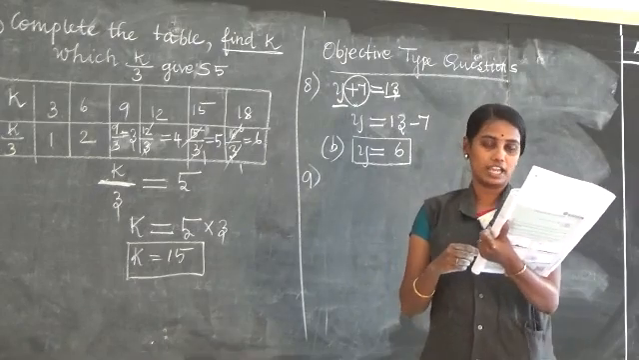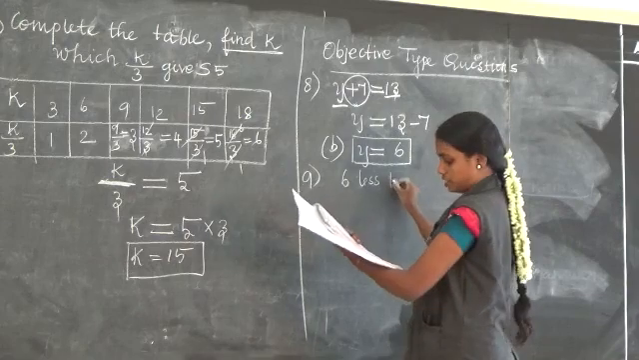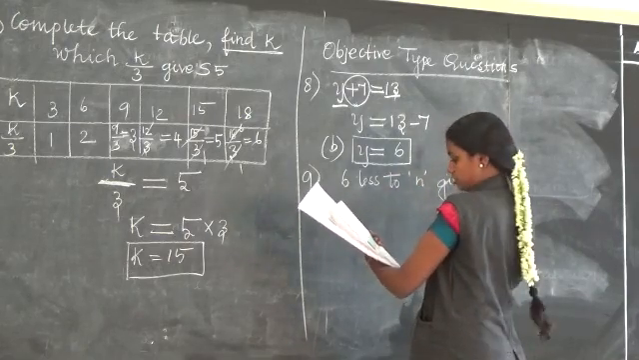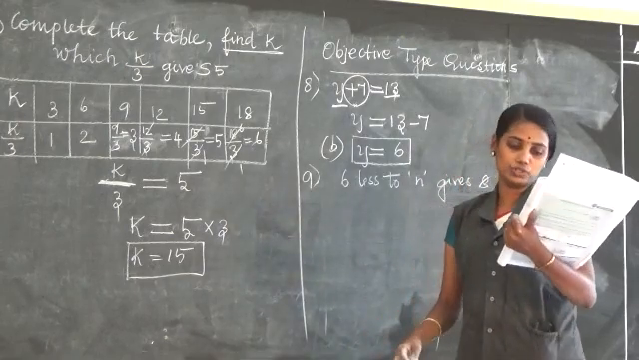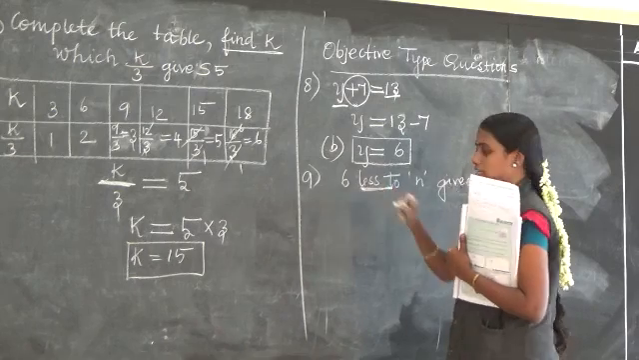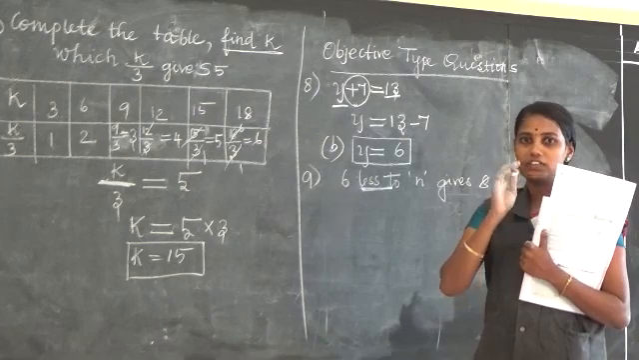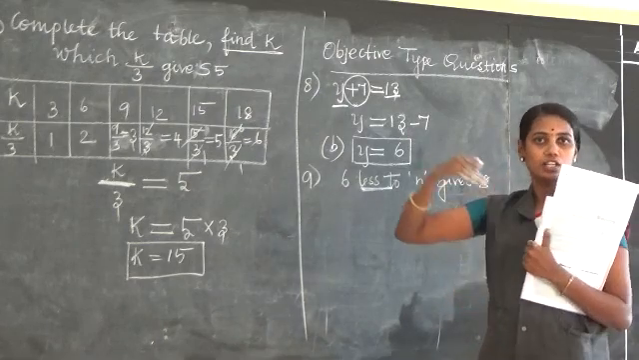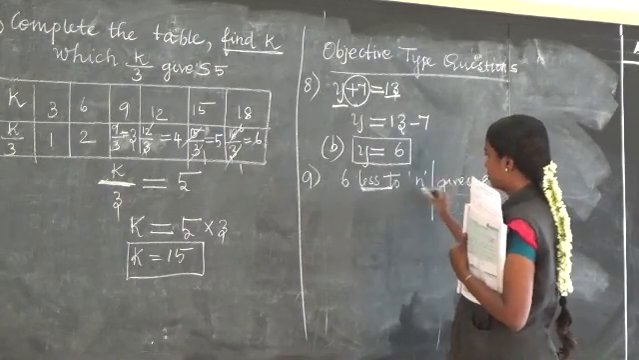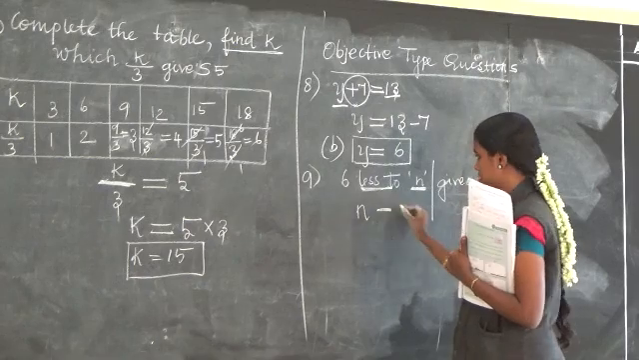Likewise, question number 9 also. 6 less than n gives 8. Write an equation. Here the clue is less. Less means what sign will we use? Minus. Whenever you use the minus, go from the back. So go from the back. Here n less, minus 6.